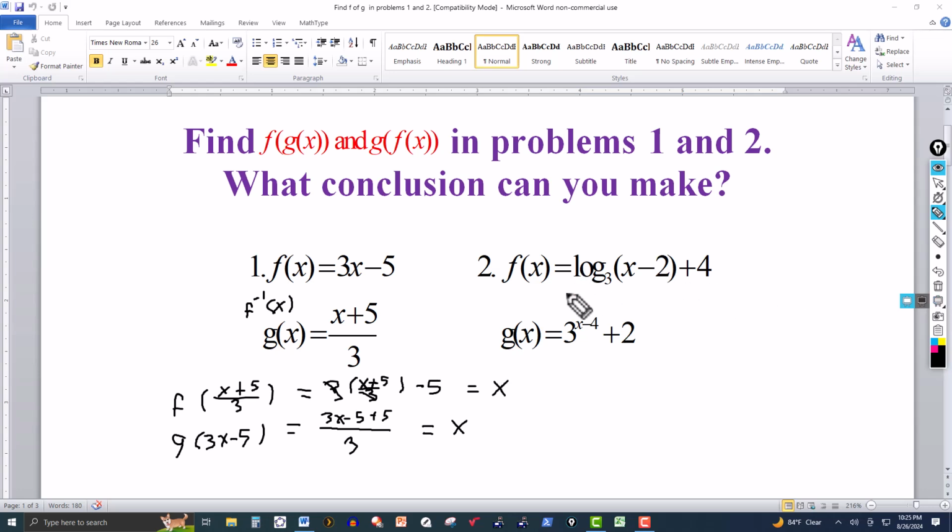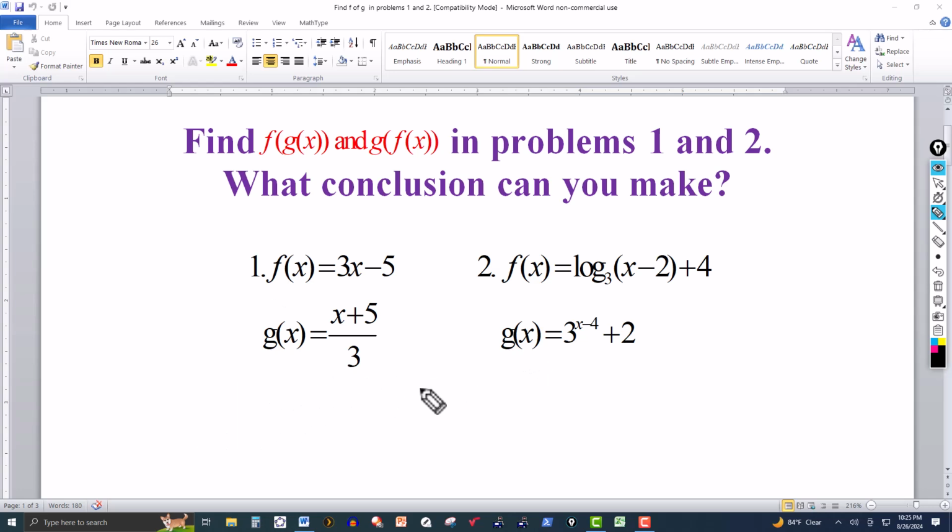So the same thing is going to happen here. For problem 2, we have f of x, and this here, g of x, is actually f inverse, but we named it g. You can do that. Do the first one then. We want to find f of g of x. So g of x is 3 to the x minus 4 plus 2. So we replace this in the f function.